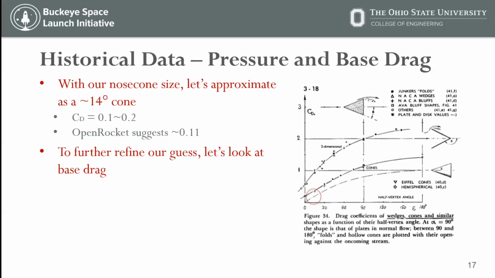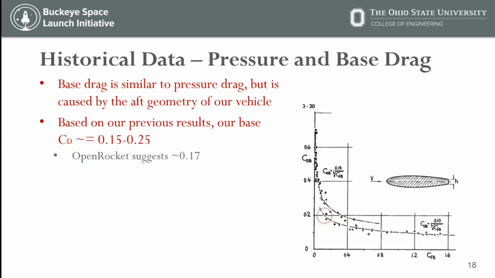We're going to look at base drag next. So base drag is similar to pressure drag, except it only acts on the area on the back of your rocket. It is kind of caused by that sharp cutoff and results in flow separation at the end of your vehicle.